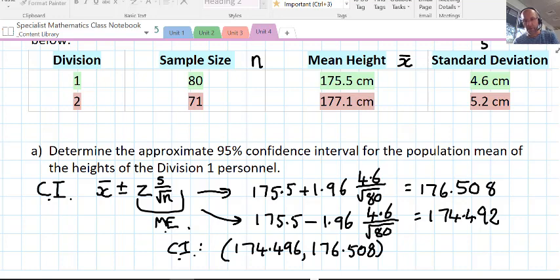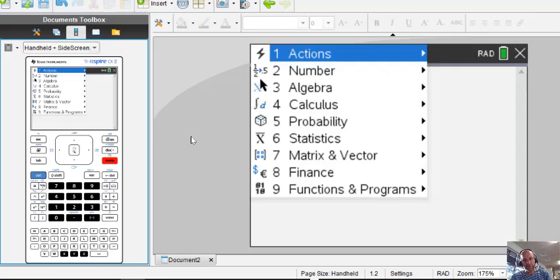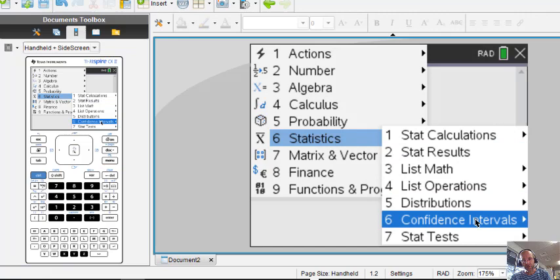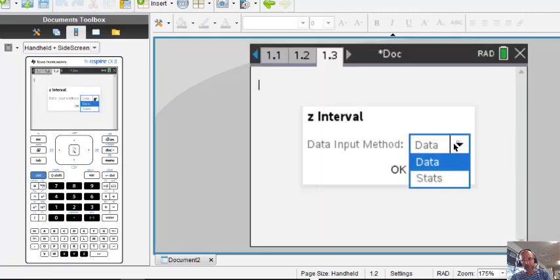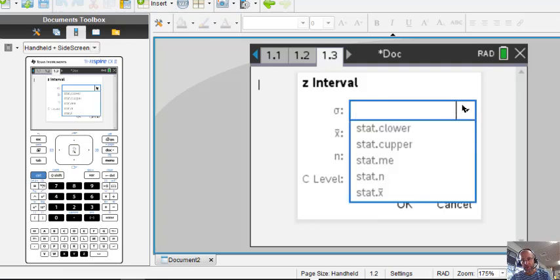Let's have a look at the TI Inspire application. So we've added a page and we hit menu, and so menu and statistics number 6, and then confidence intervals 6 again, and Z interval 1, and we're working with statistics, and click OK. So I know that's an S. We were using sample standard deviation, that comes up as sigma, however, on this here, and we put our 4.6 in.